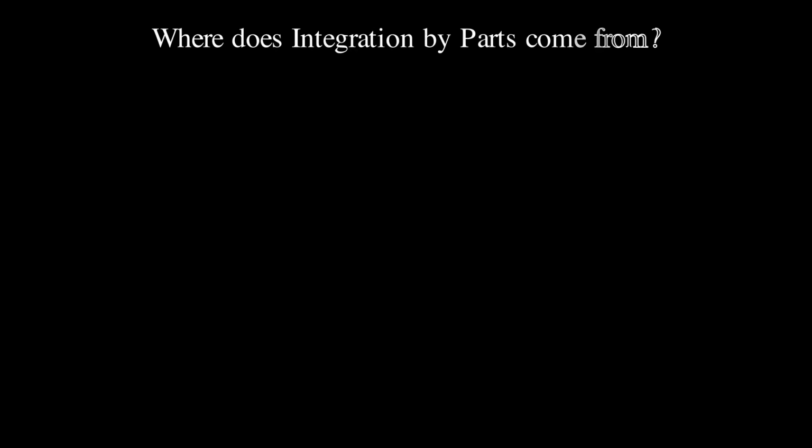In order to do this question, we need to use integration by parts. Integration by parts is used when we have the product, so the multiplication, of two or more functions. Now, where does integration by parts come from? It actually comes from differentiation's product rule, so it is the reverse of this.